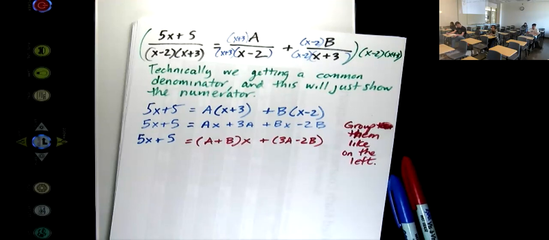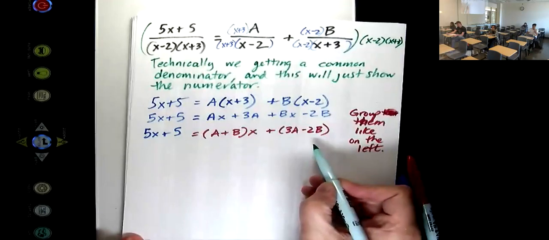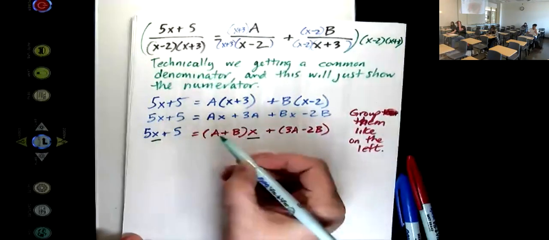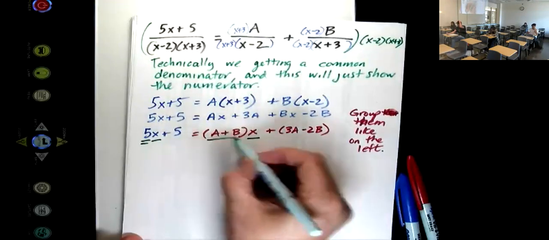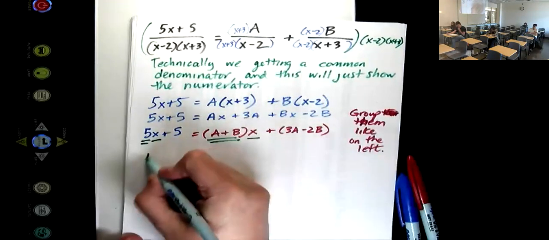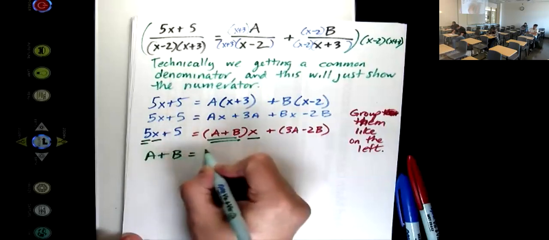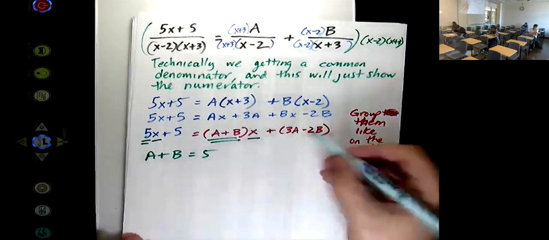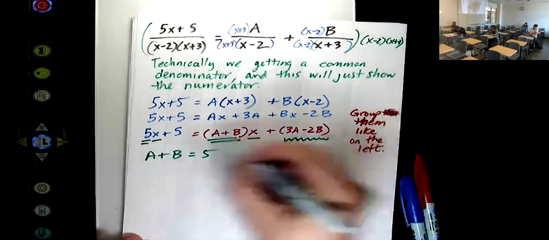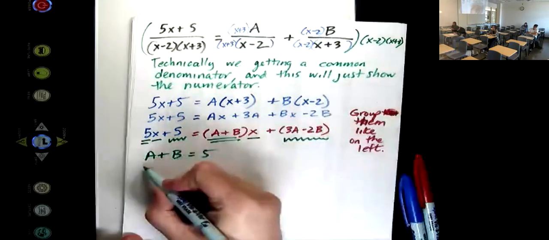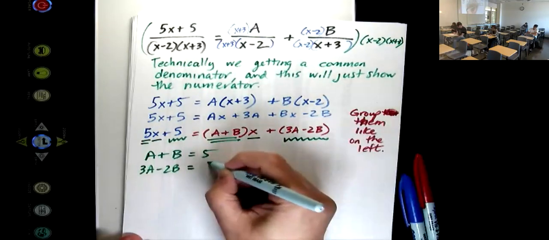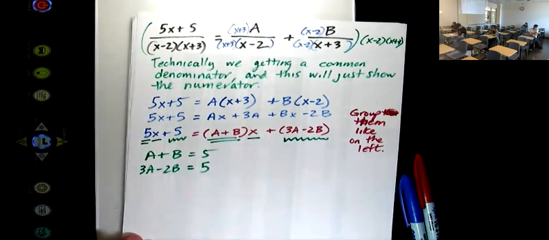The idea here is if these two are equal, then the coefficient of x should be equal. A plus b should equal 5. And my constants should be the same. 3a minus 2b should equal 5 as well, because that's the constant there.